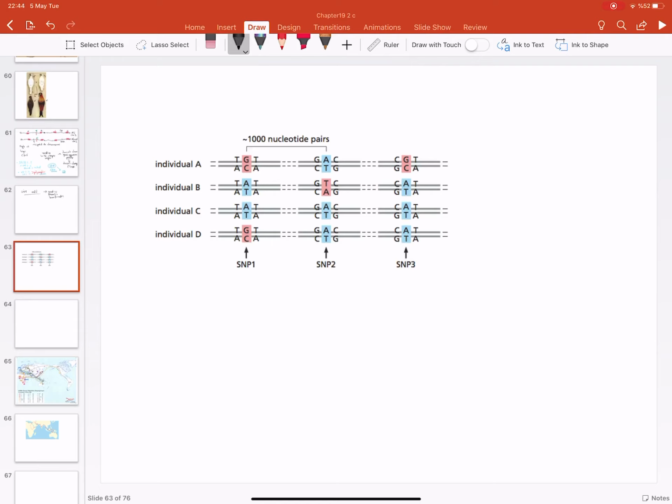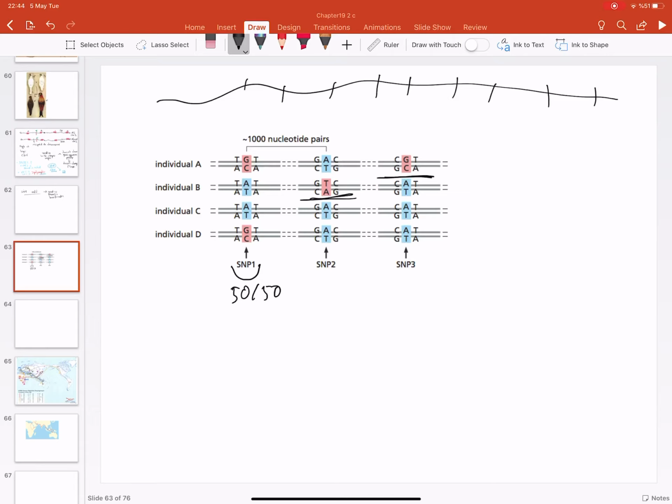In this case, for example, they identified 3 SNPs. So in this case, SNP1 exists 50-50 in the small population. SNP2 exists in 1 in 4, and SNP3 also exists in 1 in 4. Okay. And when you check the chromosomes, yes, regularly we see them. So frequently we have them.